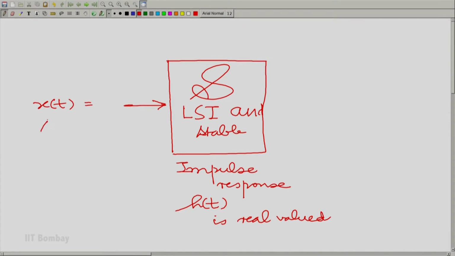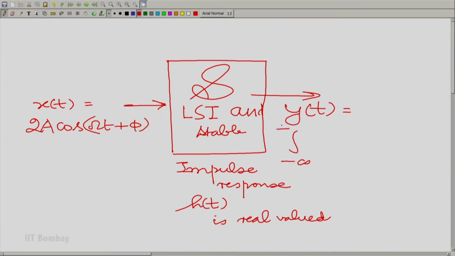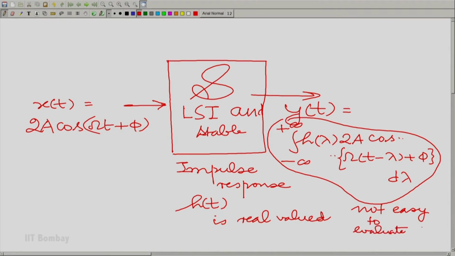We gave the input x(t) equal to 2A cos(omega t plus phi), and we queried what the output was. The output was y(t), given by convolution, equal to the integral from minus to plus infinity of h(lambda) 2A cos(omega times (t minus lambda) plus phi) d lambda. As we said, not easy to evaluate.